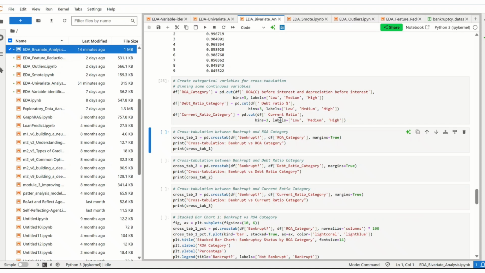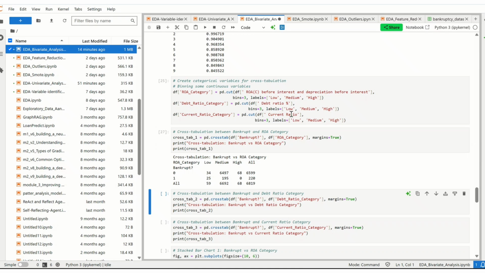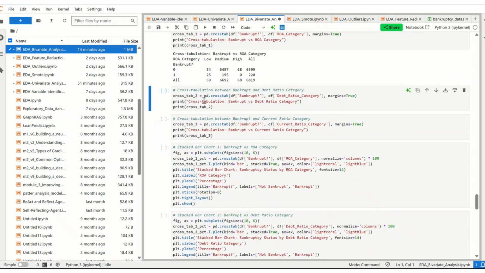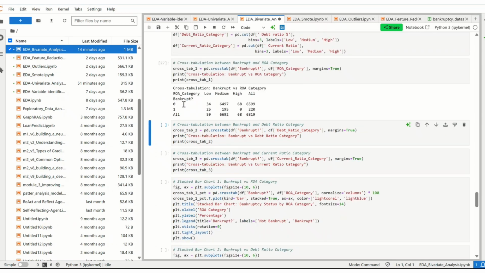Now let's get back to our Jupyter notebook. First, draw some cross tabulation for a couple of variables so that you can better understand. Because bankruptcy is our target variable, we are trying to compare the bankruptcy with our ROI category, and then we can also see how the ROI at low, medium, and high is related to the bankruptcy. 0 means not bankrupt, 1 means bankrupt, right?